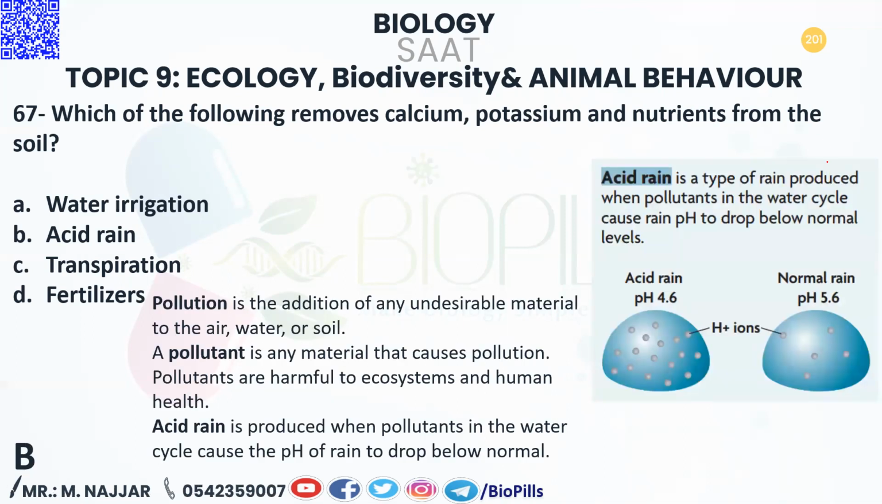Acid rain is a type of rain produced when pollutants in the water cycle cause the pH to drop significantly below normal. Normal rain is slightly acidic, pH 5.6. But when it drops below this, to 4.6 for example, it has more hydrogen ions, so it is more acidic. It bleaches, dissolves, and corrodes landmarks and infrastructure. It has very strong, catastrophic consequences.